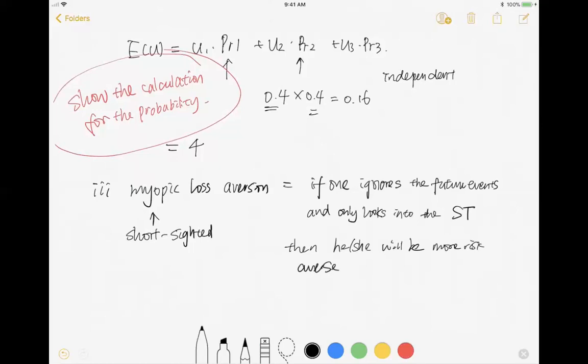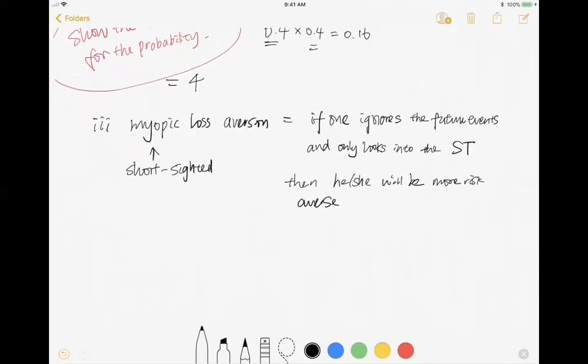Since you are subjectively choosing to ignore the chances to win back your money in the future, then even if the game is designed okay, you will not choose to play the game. So that's something about myopic loss aversion here. We can use this to explain the equity premium puzzle.